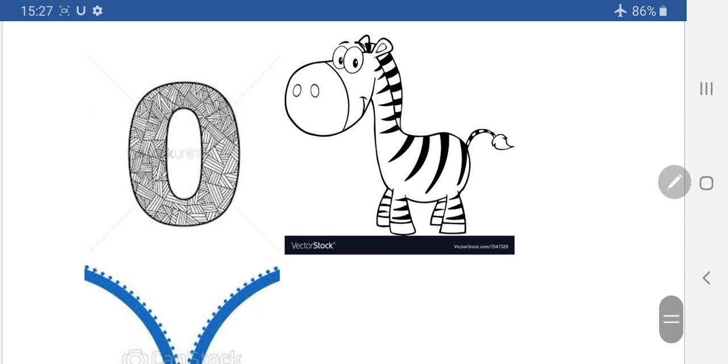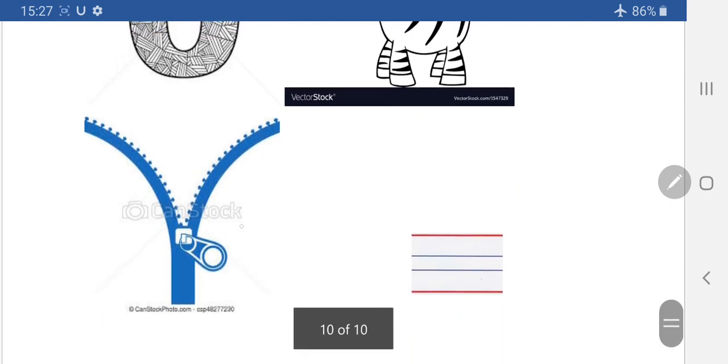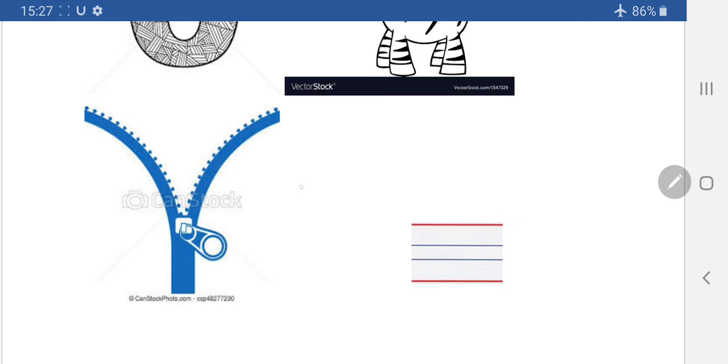Now what is this? Z a zero. Z a zebra. Z a zip. बच्चों ने सबने देखा है सबके बैग्स में जिप लगी होती है. This is zip. This is zebra and zero. And how we will write Z? Simple, sleeping line, slant line, then again a sleeping line. And what is the sound of Z? Z z. Z z zebra, Z z zip, Z z zero.